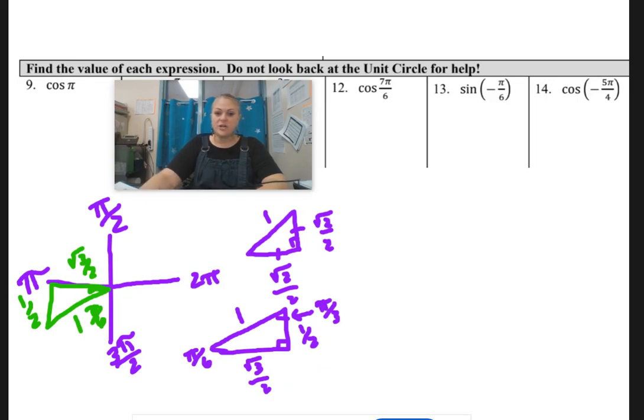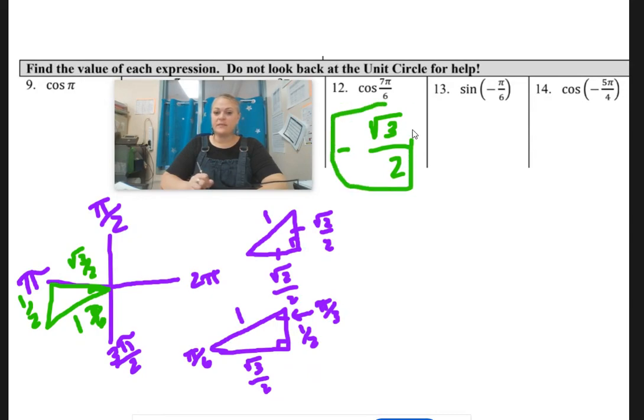So we are looking for cosine. So cosine is the adjacent, this distance across the x-axis, and so we have square root of 3 over 2, but it's negative. So we got to keep that in mind. So it's going to be a negative square root of 3 over 2. Okay, let's look at 13.